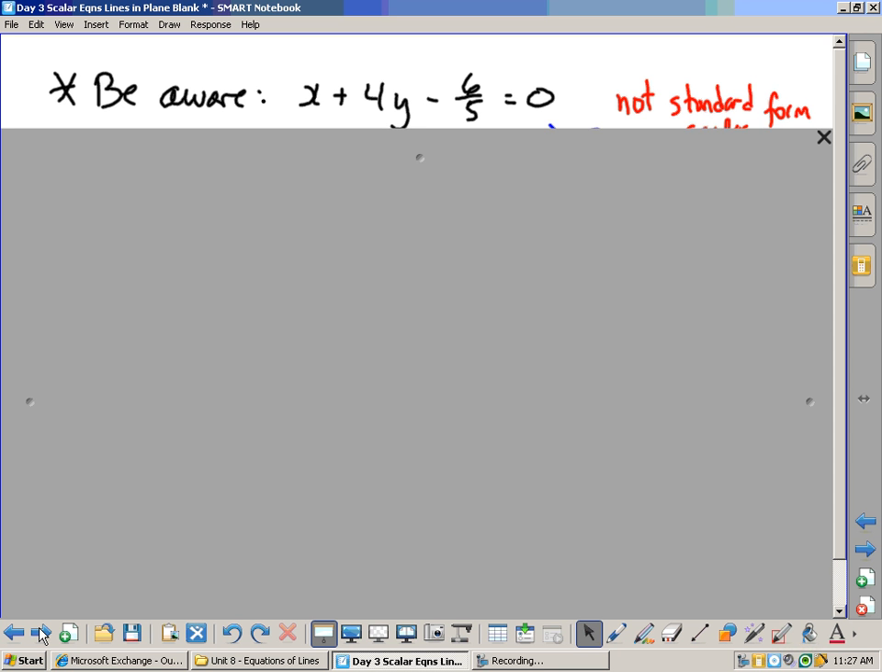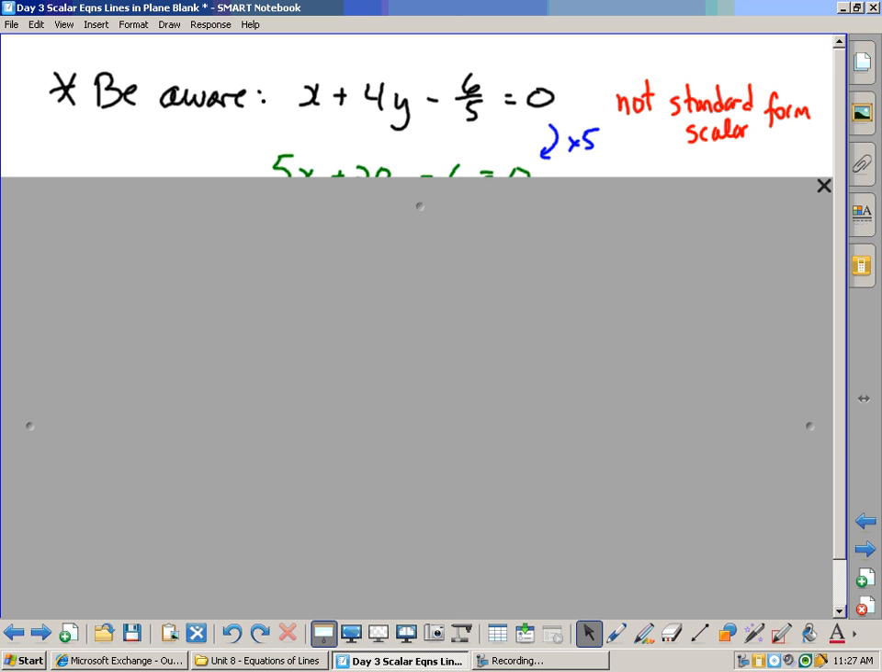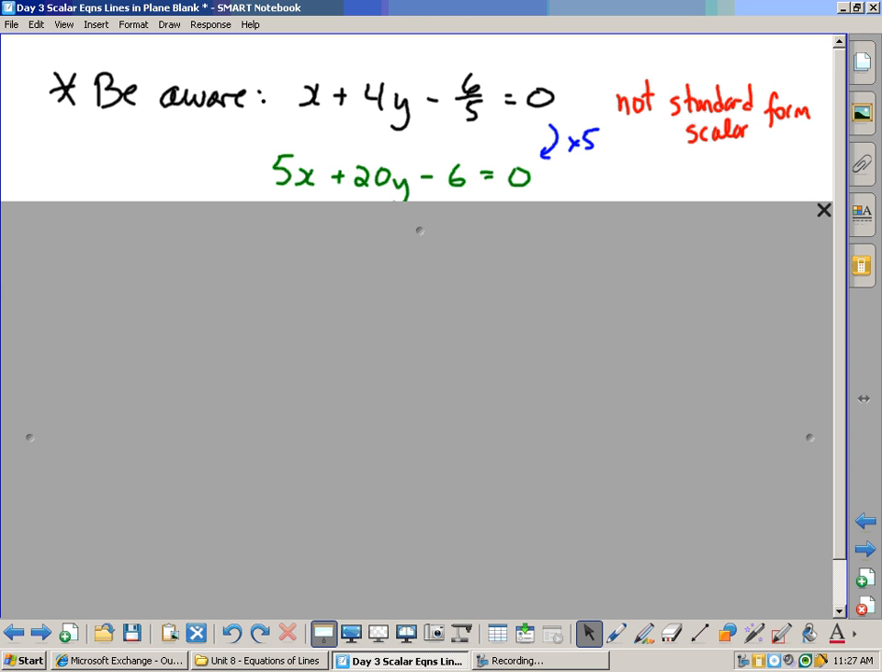So to get rid of that fraction, we can multiply by a common denominator. So you see that it's being divided by 5. So if I multiply everything by 5, then this is a 5x, becomes a 20y, and of course if I multiply that fraction by 5, the negative 6 over 5 becomes just negative 6, and now we have it in standard or scalar form. So that's the first beware of.